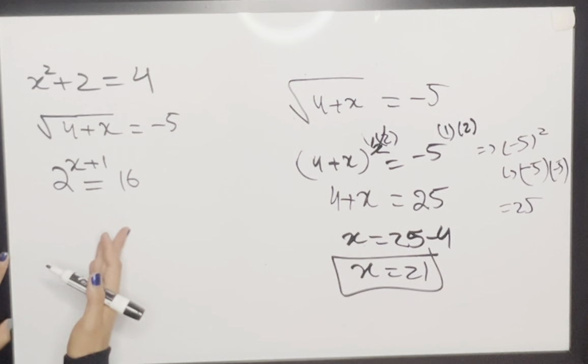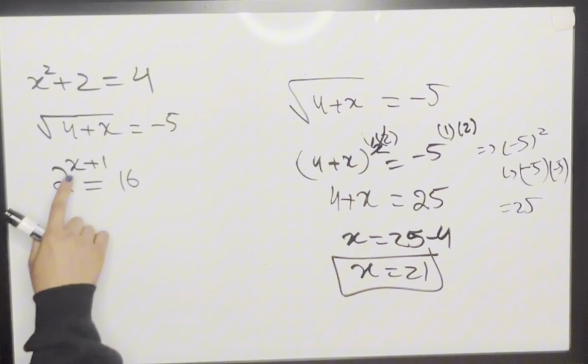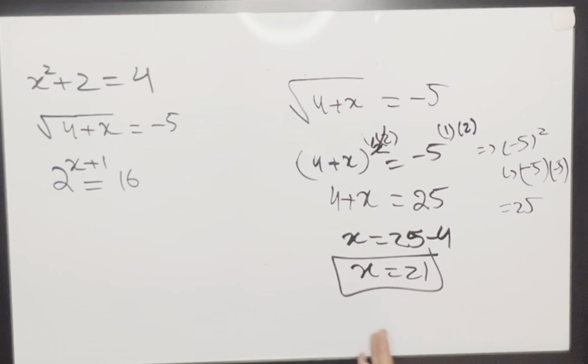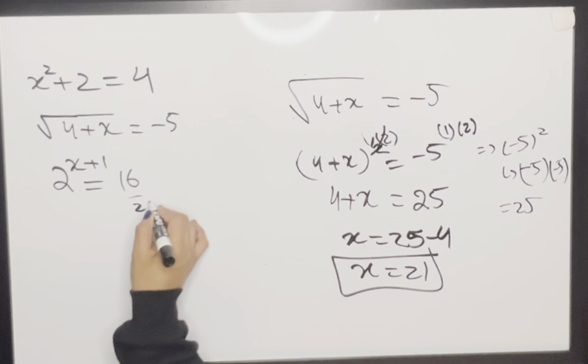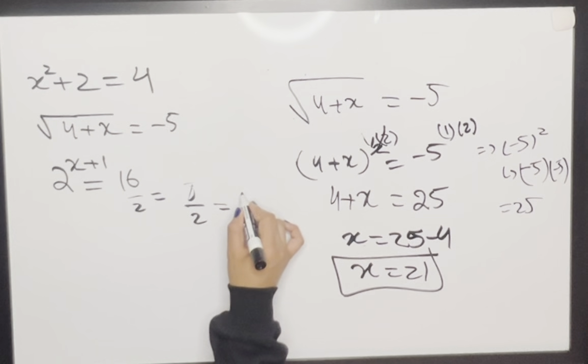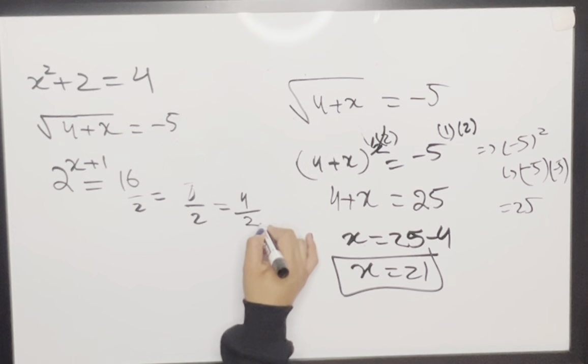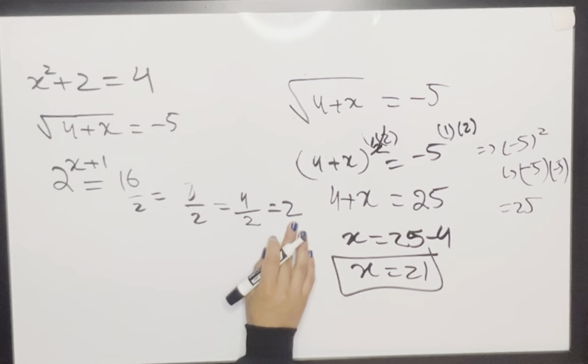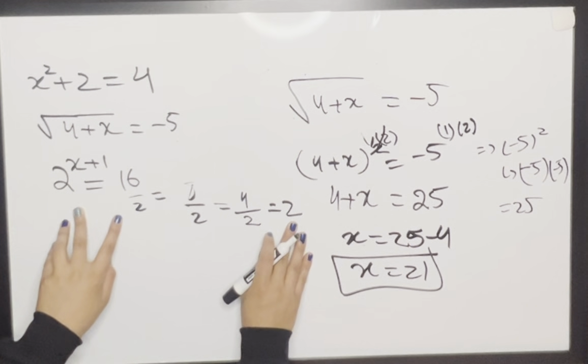As you can see, this time it's different because x is in the power. If x is in the power, always remember to look at the right side of the equation because there's something that's going to help you out. So if I look at 16, 16 looks like something that's divisible by 2. If I divide it by 2, I get 8. If I divide it by 2 one more time, I get 4. If I divide that by 2 one more time, I get 2.